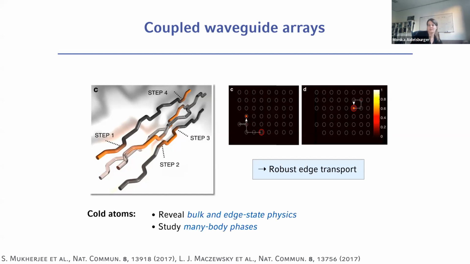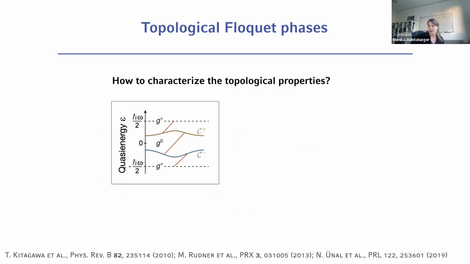Okay, so we would like to do something very similar, but with cold atoms. So we would like to study bulk and edge state behavior, and eventually, of course, include interactions into our system as well in order to study many-body physics. Okay, so how do we characterize these topological properties?